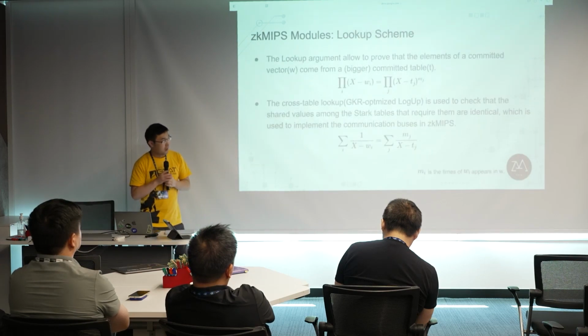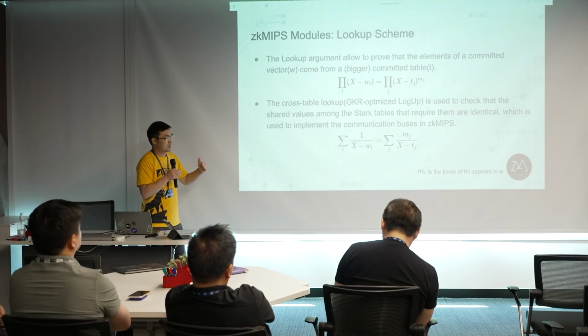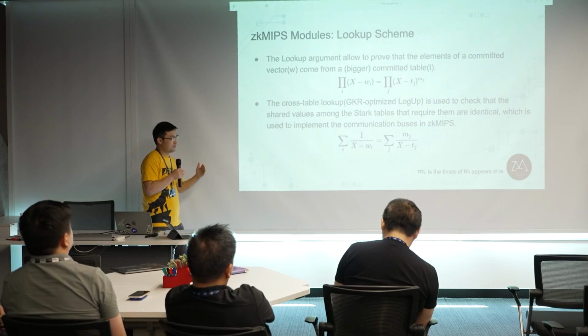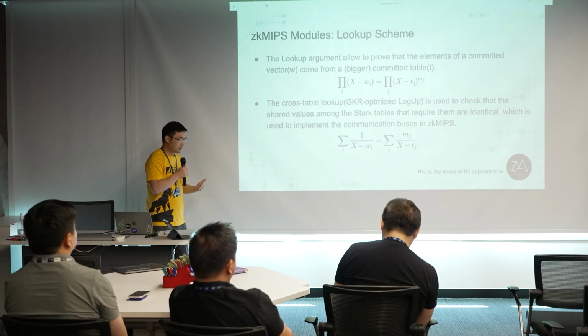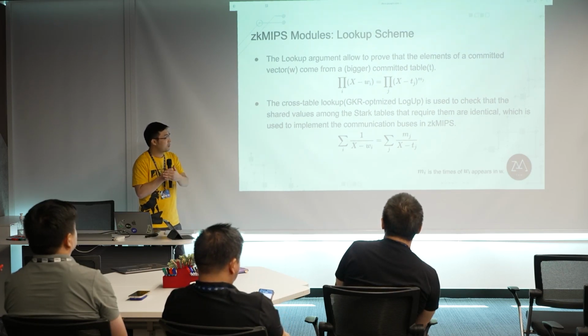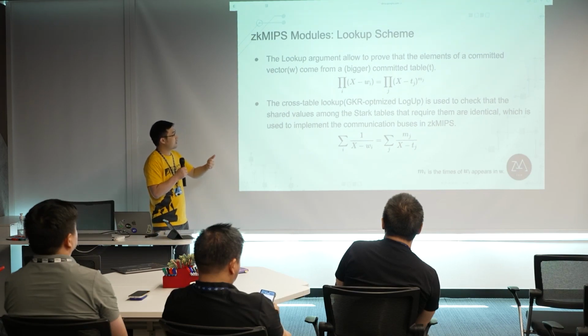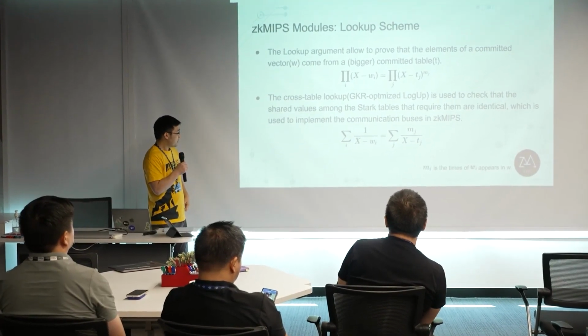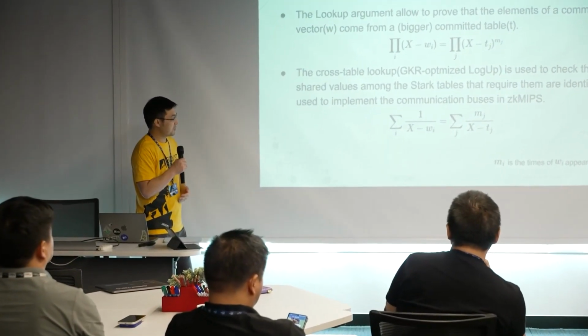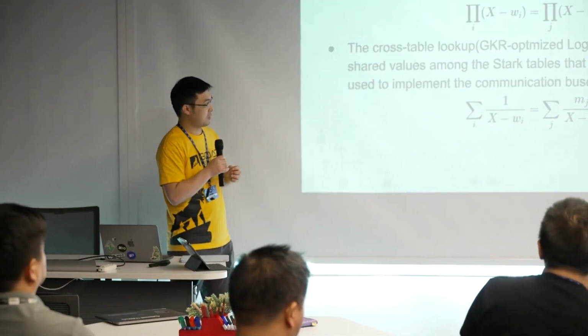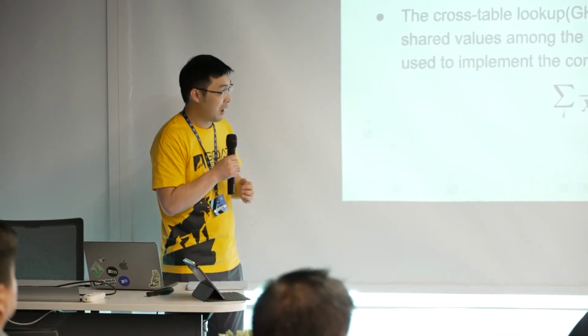That's where the lookup scheme comes in. As Lucas mentioned, we want to check two sets. We want to prove that some elements of a vector or a table can be found in another table. We can use a grand product commitment here, but it's very inefficient. So what we have here is to leverage the GKR optimized lookup.